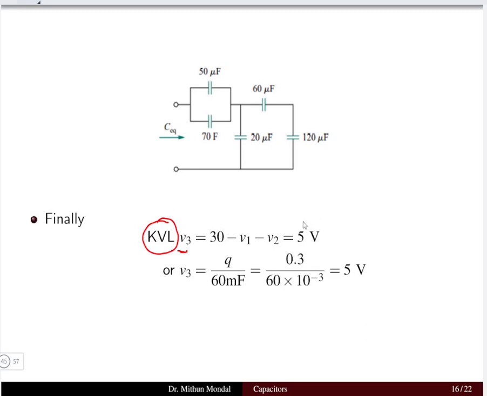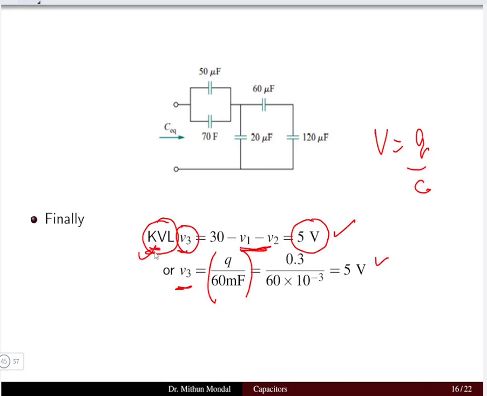The same answer of 5 volt across V3 we can get again if we divide the charge by the capacitance. So there are two different methods of obtaining the voltage. One is voltage equals charge divided by capacitance, or otherwise we can apply the KVL concept. There will be charge conservation in the series circuit.